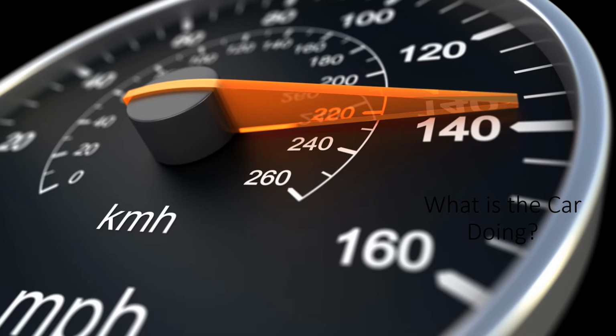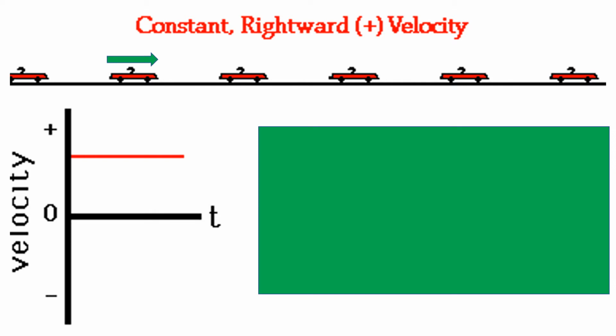So what is this car doing? We're going to look at a few scenarios and you have to tell me whether it's slowing down, speeding up, etc. So looking at this, it's moving in a constant rightward direction with a positive velocity, and you notice it's a straight line on a positive velocity.